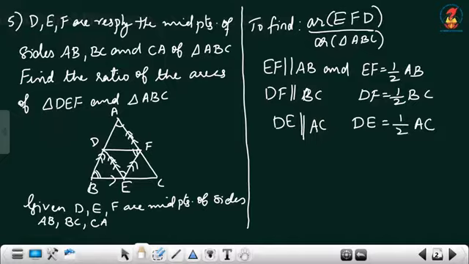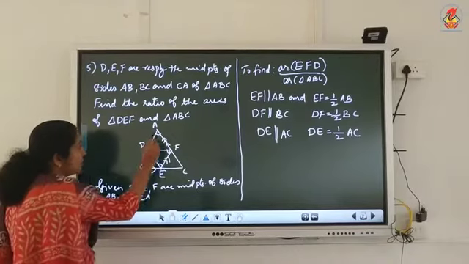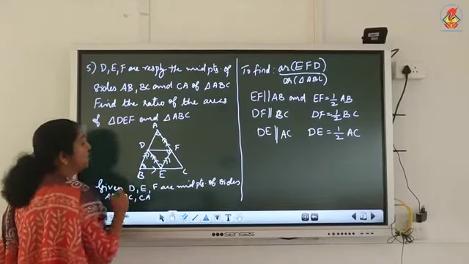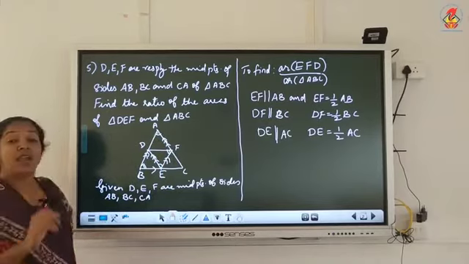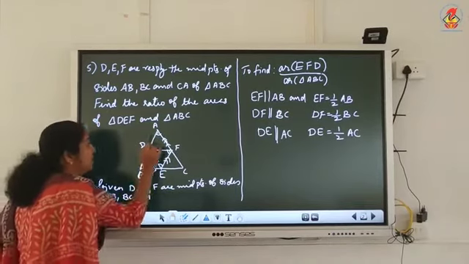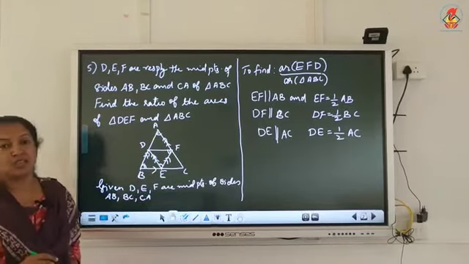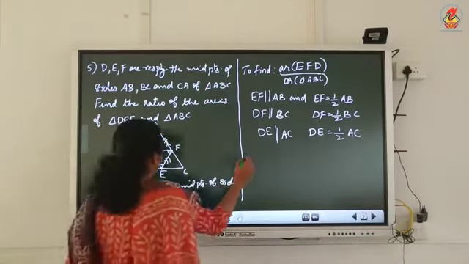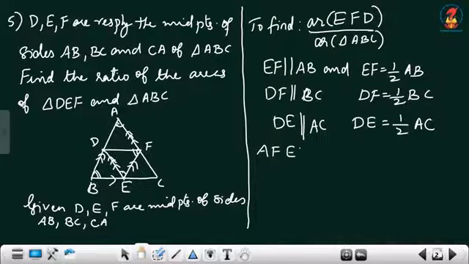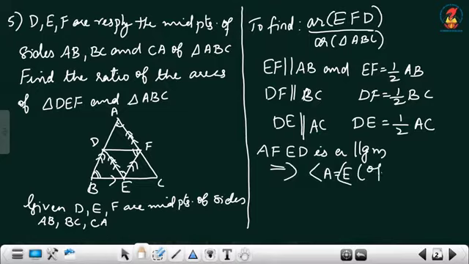From these three, we can conclude that AFED is a parallelogram. If AFED is a parallelogram, we can say both these angles are equal using opposite angles of a parallelogram. AFED is a parallelogram implies angle A is equal to angle E, using opposite angles of a parallelogram.